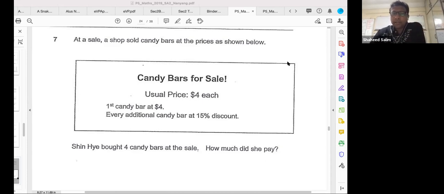You must find what is the price for the second candy bar and third candy bar and fourth candy bar. You are given 15% discount. So how much is 15%? You got to find out. That's the money you don't need to pay. You must learn about this because you're going to have dealings with discounts in the future. It cannot be you say I don't know, I don't care. Then people cheat you.